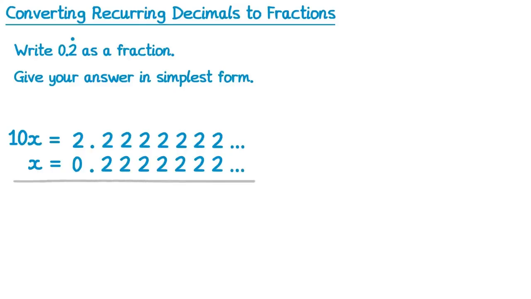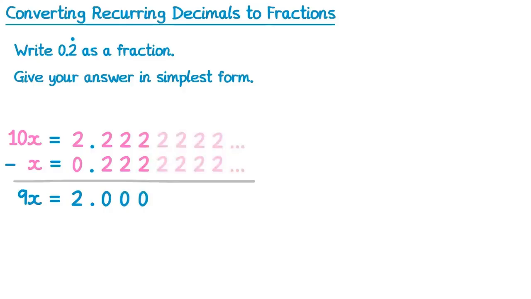So starting with 10x take away x, which gives 9x, and then we write the equal sign. Moving to the right, we've then got 2 take away 0, which is 2. Then we have a decimal point. Then we have 2 take away 2, which is 0. Then 2 take away 2, 0. 2 take away 2, 0, and this will carry on. All of the 2's take away all of the 2's just gives zeros. So what we end up with is 9x equals 2.